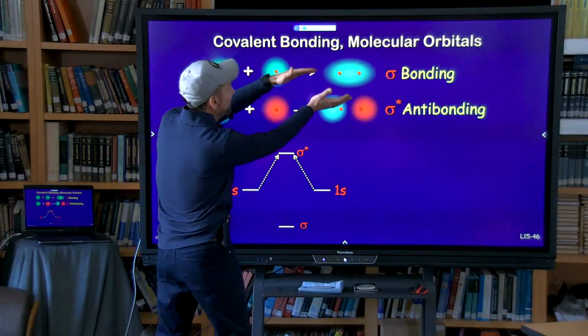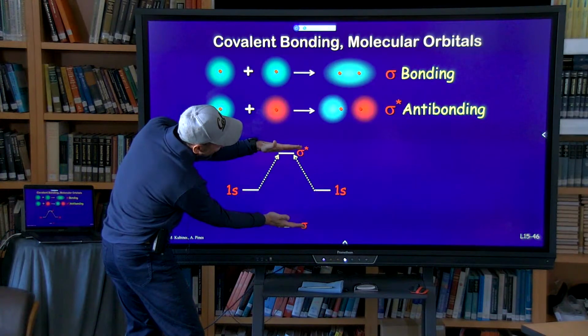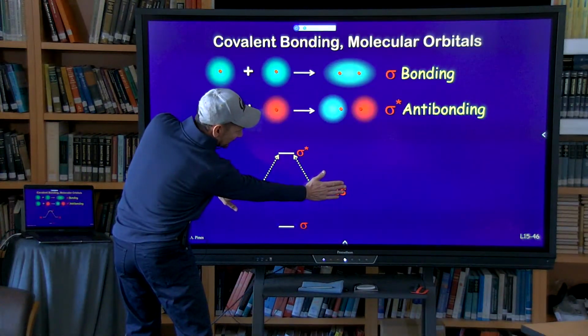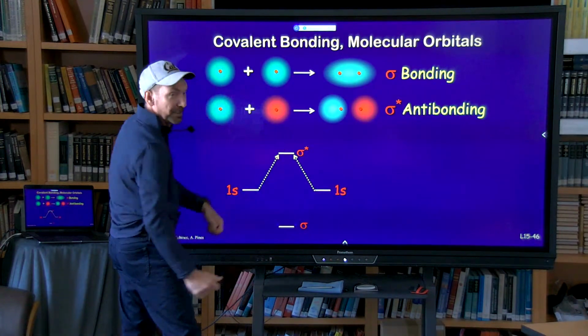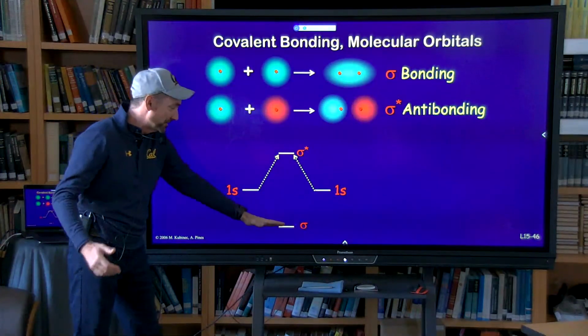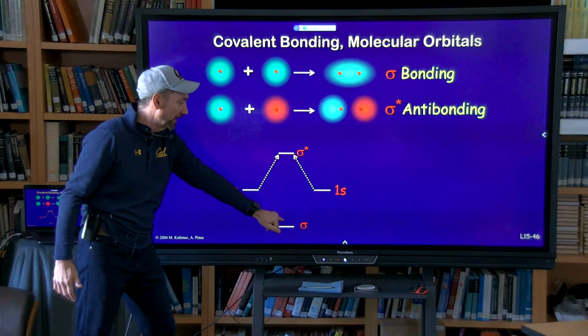So these 2 orbitals are drawn here and here on an energy level diagram. Once you make these 2, then these 2 are gone. You don't have these anymore. You've taken your atomic orbitals and you've made them into 2 molecular orbitals. And here's the energy level diagram. And remember, this is just an energy level diagram, a simple thing. We have 2 molecular orbitals here.